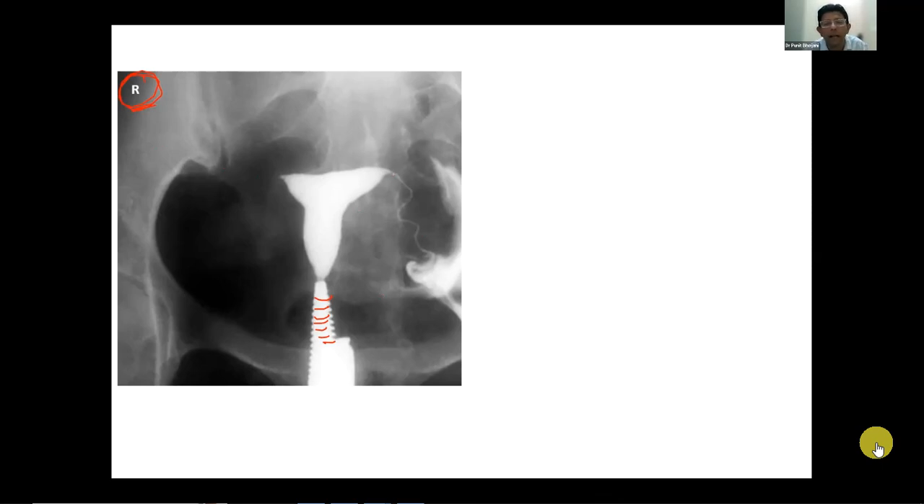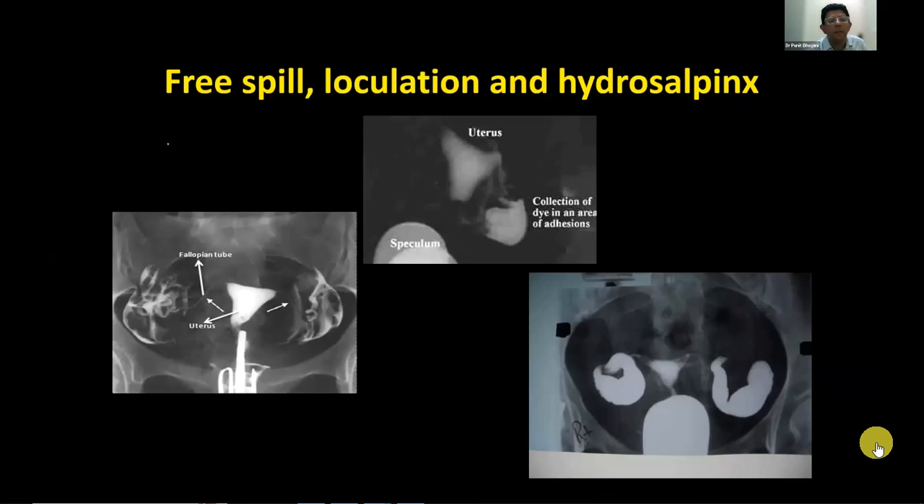All of you see I'm highlighting it. This is the tube all the way up to here. This is a very good spill. So the left tube is absolutely normal, but the right tube, we are not able to see it at all. So it's a right cornual block, right tube block. Very good, all of you. Again, depending on the free spill or loculated spill, you may also have hydrosalpinx.